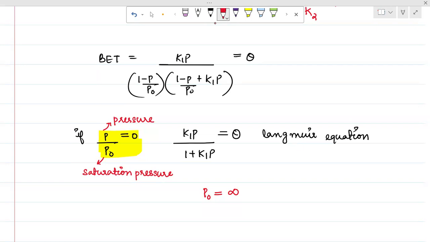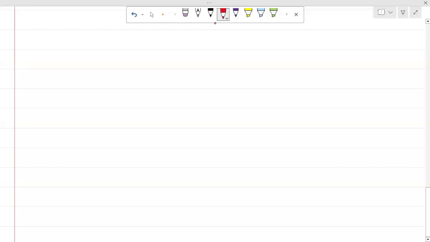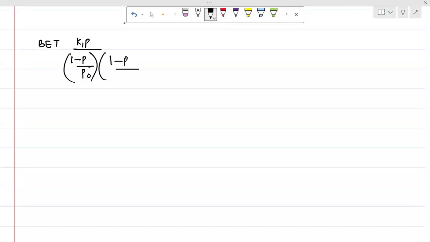All right. Now, nowadays there is another modified version of the BET equation as well. Let's learn that. By now we know the BET equation. I'm writing it again and again so that you can repeat it in your notebook, which will help you learn. So this is the BET equation that we have learned. Now there is a modified version of this. For this, you have to understand certain things.